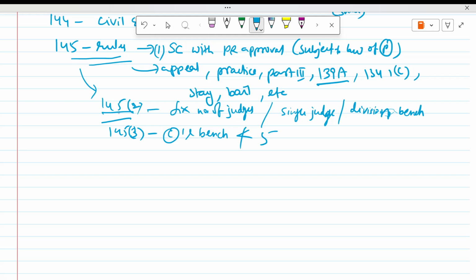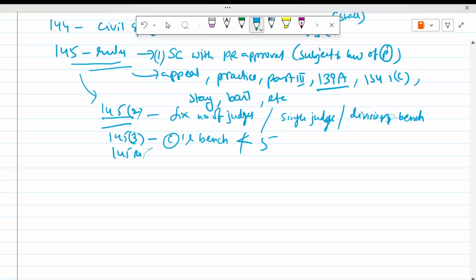Constitutional bench, Article 145 clause 3. Constitutional bench, not less than 5 members will be available. And then Article 145 clause 4.